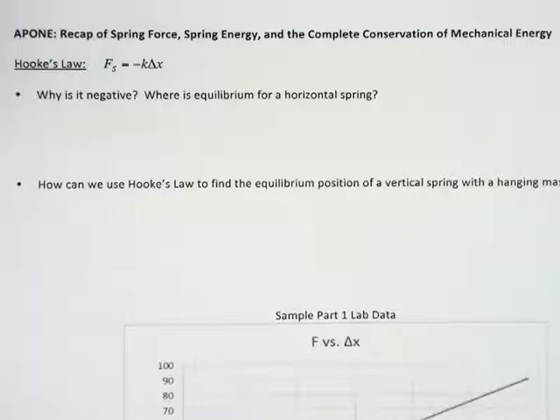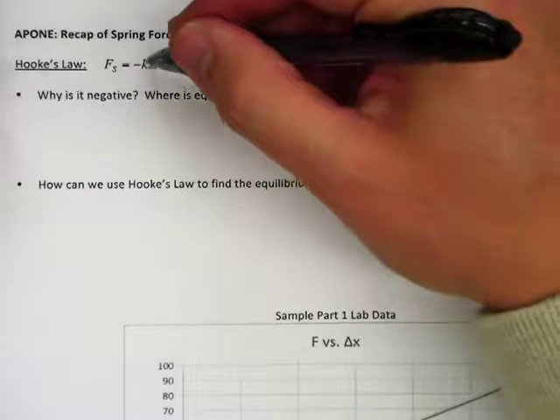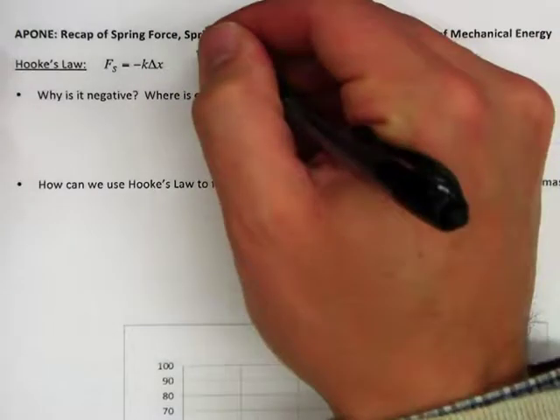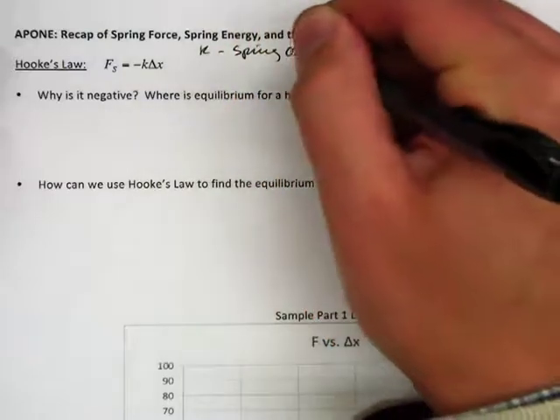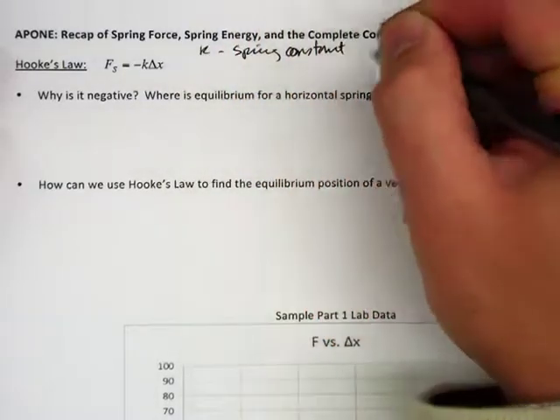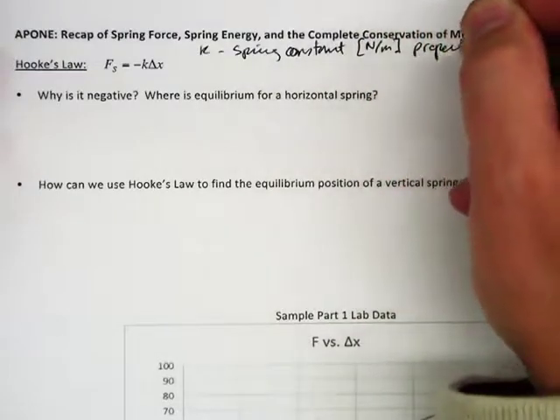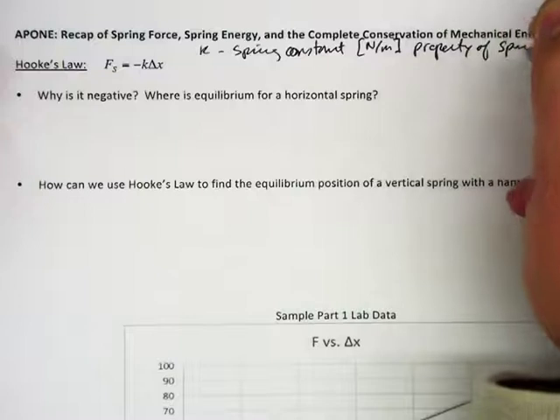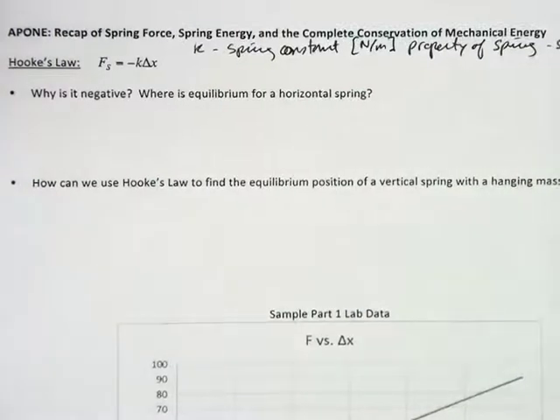Okay, in this video we're going to look at Hooke's law for an ideal spring. You guys derived this from part one of the spring lab, that the force that a spring exerts is dependent upon the k, which, let's remember, is the spring constant. The units are newtons per meter, and it's a property of the spring. Really a measure of the spring stiffness.